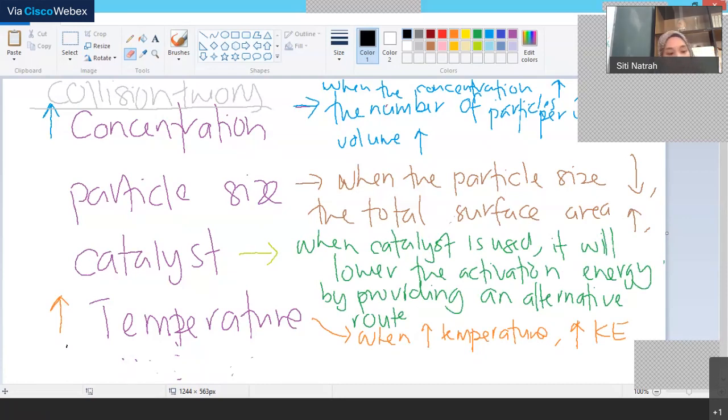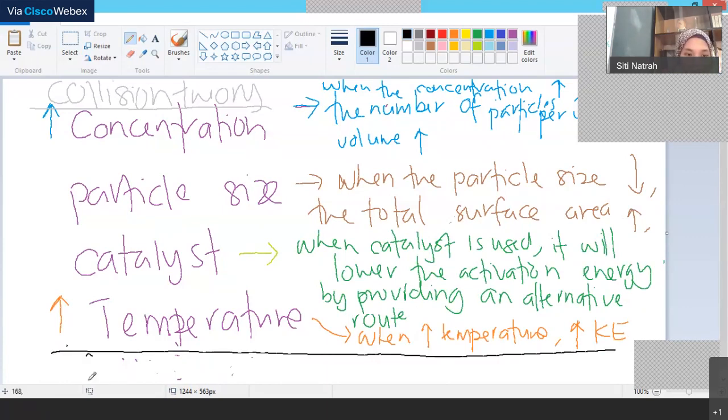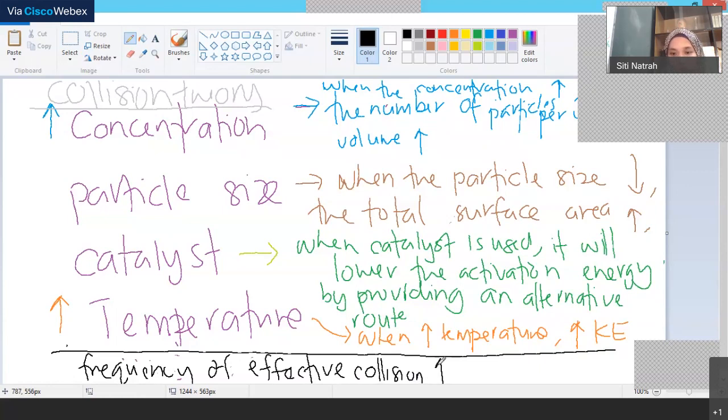So the frequency of effective collision, so ni kamu tak contoh nanti. So frequency of effective the rate of reaction.